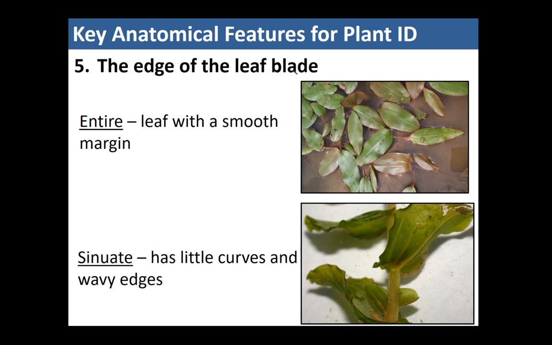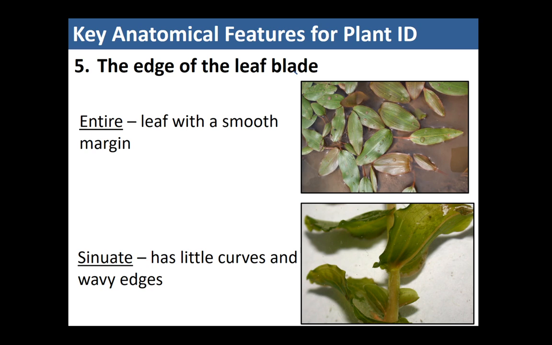So the upper right-hand picture shows a leaf blade that we would say is entire. That means the leaf is smooth margin. There's nothing at all going on the edges. It's nice and smooth. That's an entire leaf.